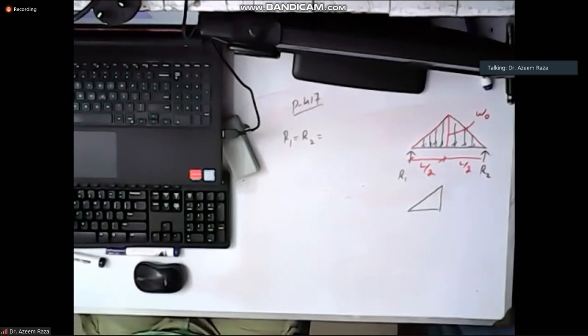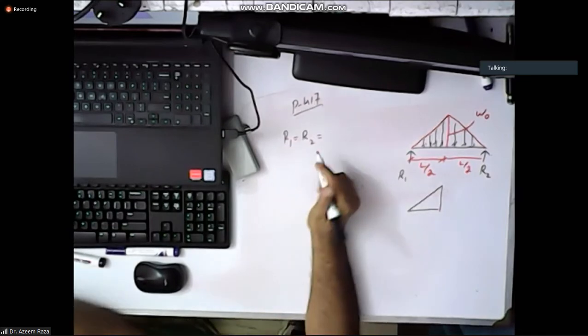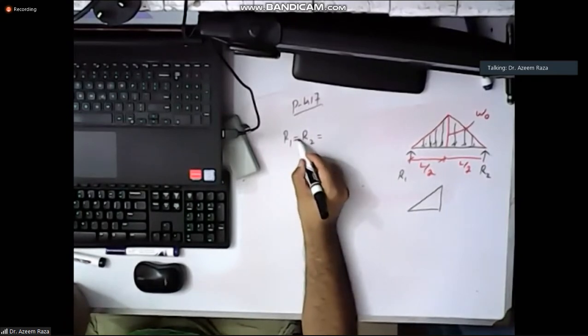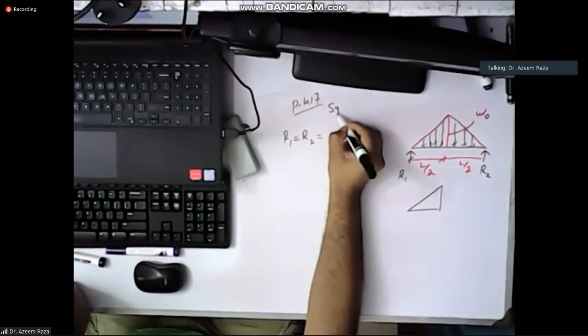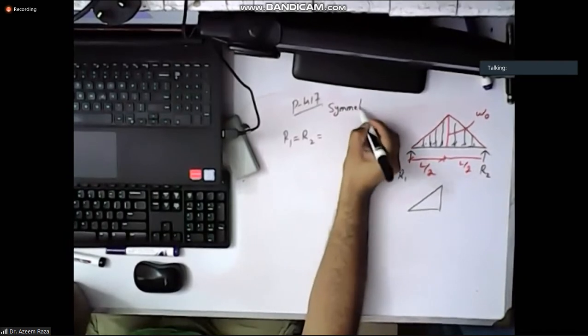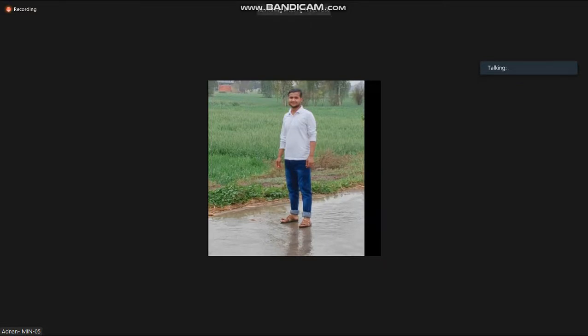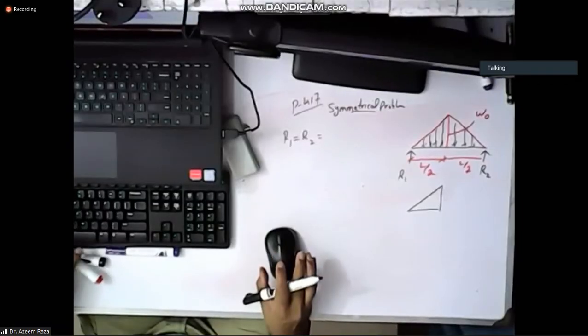Anybody? If we use symmetry and use R1 equal to R2, what would that be? What should R1 and R2 be using symmetry? It's a symmetrical problem. Come on, guys. You should be able to answer this.